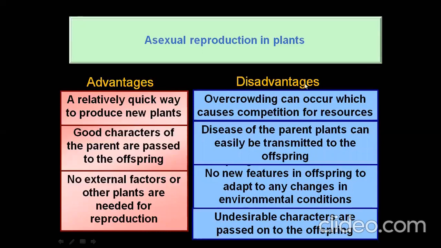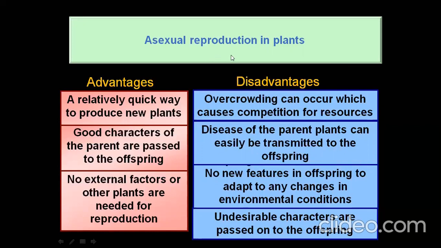Now, a disadvantage of asexual reproduction is that overcrowding can occur. If you take the example of potato, from a potato tuber you can see several buds develop, and from those, different plants develop at the same place. When all the plants are developing in the same place, that causes competition for resources, like water, minerals, and even space. So there is competition. This is one of the disadvantages of asexual reproduction.